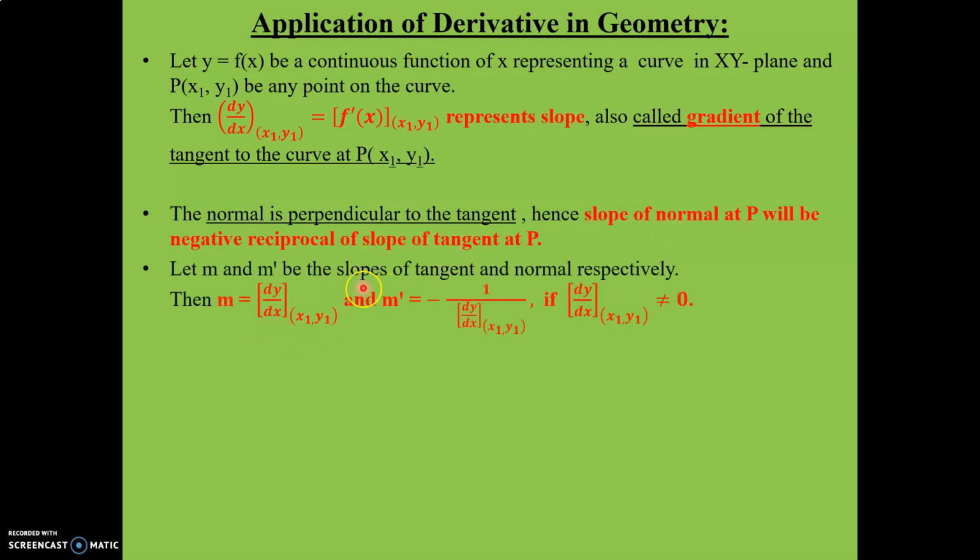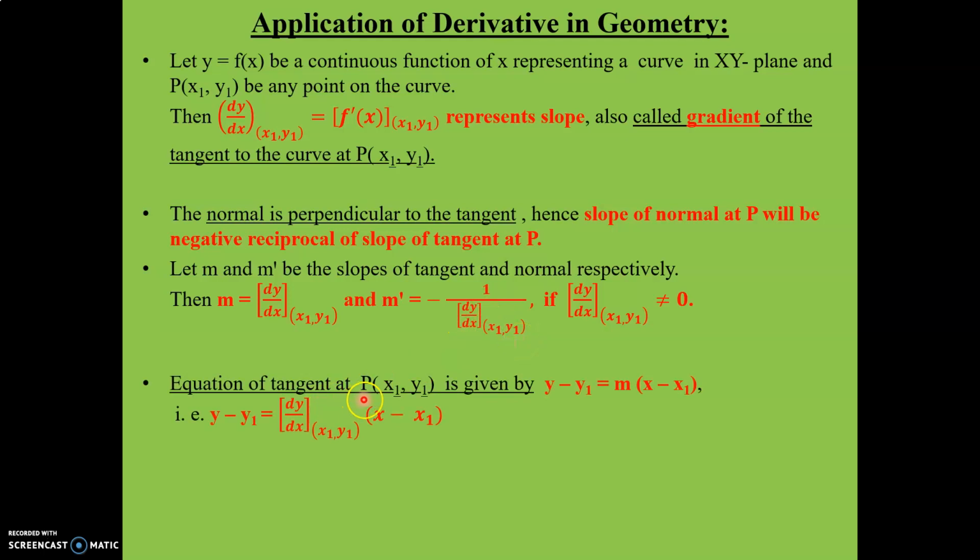Let m and m dash be the slopes of the tangent and normal respectively. Then m can be found by the first derivative at that point, and m dash is equal to minus 1 upon the derivative at that point, if dy upon dx at that point is not equal to 0. That means the derivative is not equal to 0.